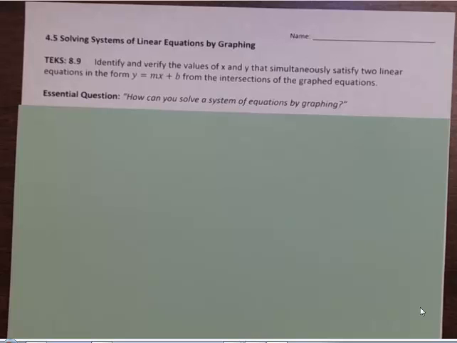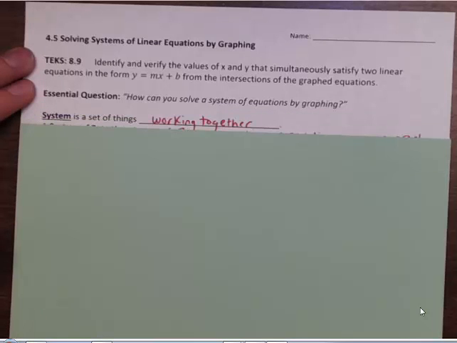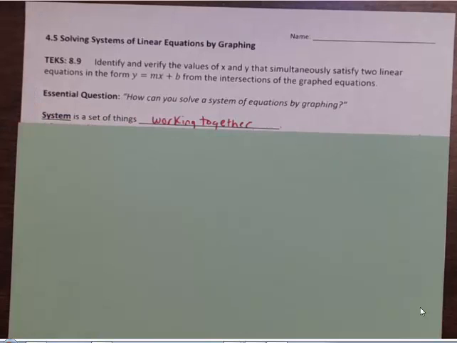So for this lesson, the essential question is, how can you solve a system of equations by graphing? So we have to be able to identify and understand the words that are in this TEK and this question. So the first word we're going to look at is a system. And a system is a set of things working together. In this case, we're going to have linear equations working together. So that's going to be our system.